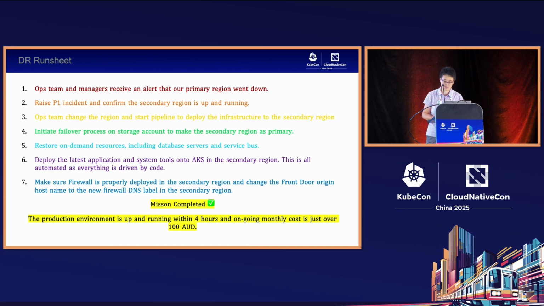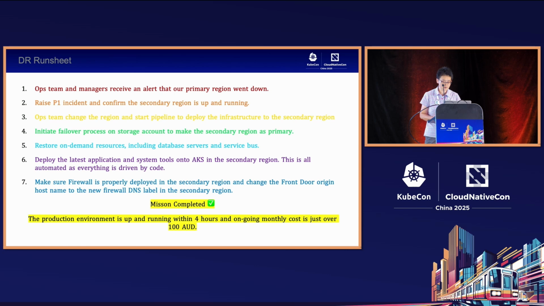Start the DR pipeline to deploy the infrastructure to the secondary region. Standby resources will be brought up first, such as firewall, application gateway, and AKS. Initiate the failover process on the storage account. Microsoft doesn't automatically fail over the storage account because it's better for the customer to decide if the failover is needed and when is the right time to failover. Then the pipeline will restore the on-demand resources, including database server and service bus.